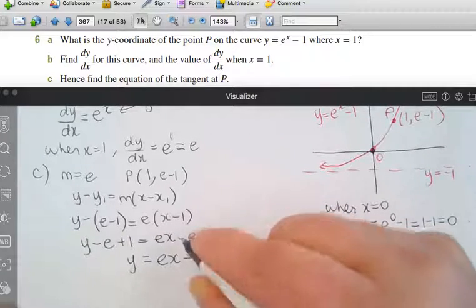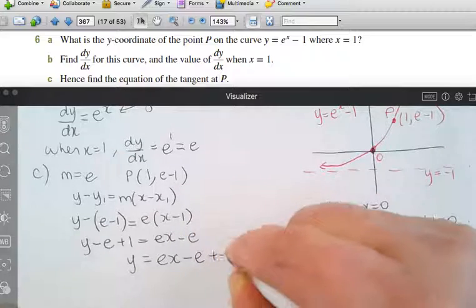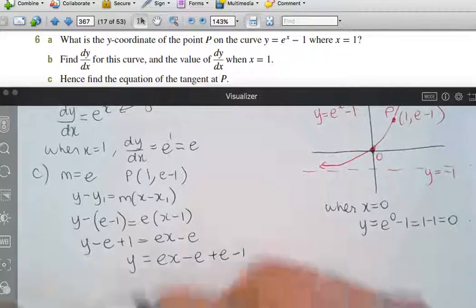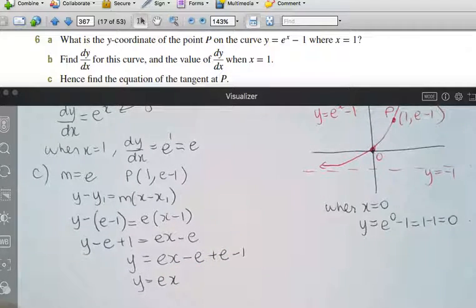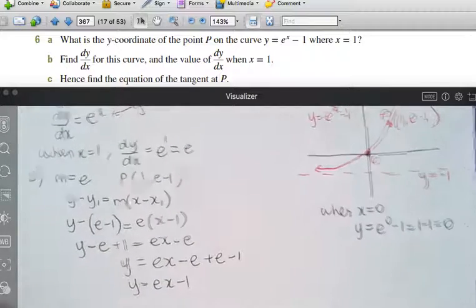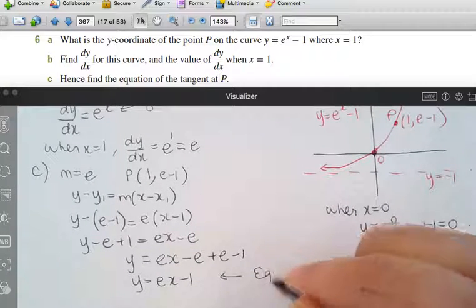Minus e, you should recognize that the minus e's are going to cancel, but minus e plus e minus 1, okay? Which is y equals e times x, what? Very good. So that is the equation of the tangent. So that is my equation of tangent at P.